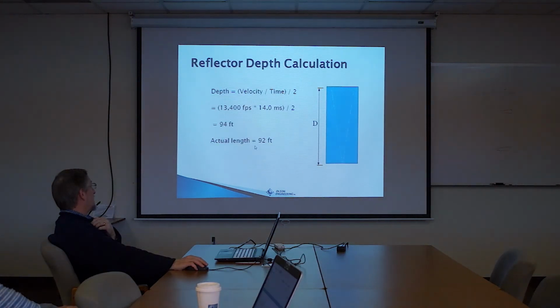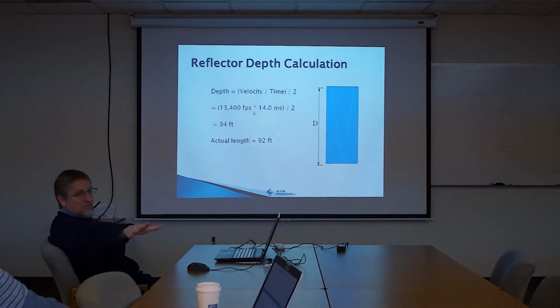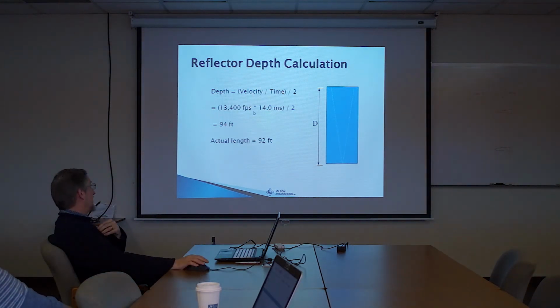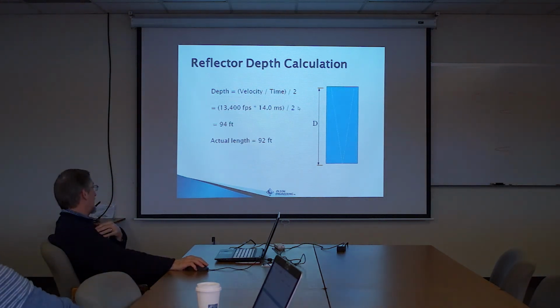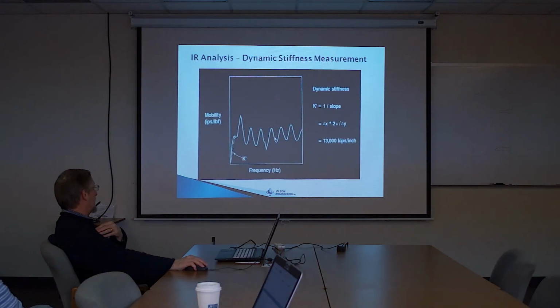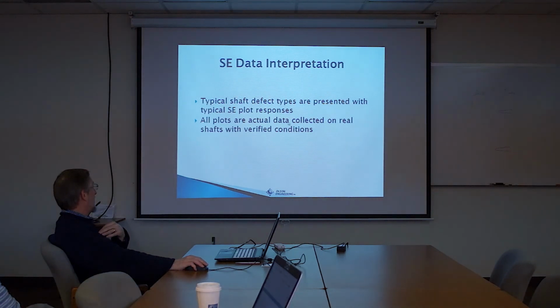And we won't worry too much about mobility, but for shaft bottom, the equation that the software takes care of for you is simply velocity divided by time over 2, because it goes down and back. So it's feet per second divided by seconds gives you feet, and you divide by 2 to get the actual depth. We won't worry too much about IR.